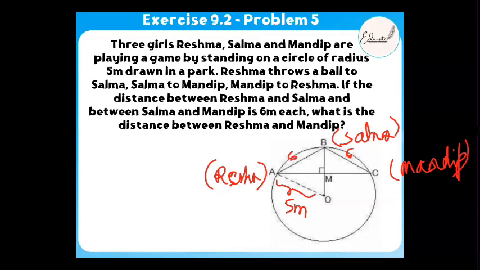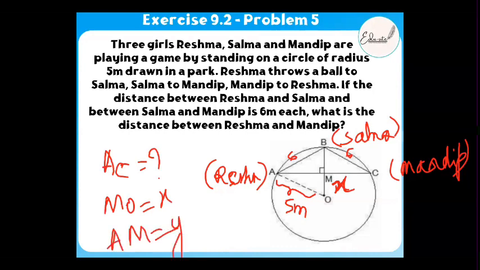So we're going to calculate what is AC. AC is equal to how much? So to calculate AC, what we're going to do is let's take MO is equal to X. Let's take MO is equal to X, correct? And what else, beta? AM is equal to Y. Did you not consider AM is equal to Y?